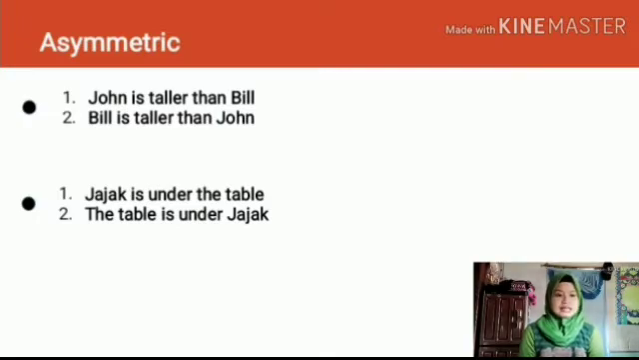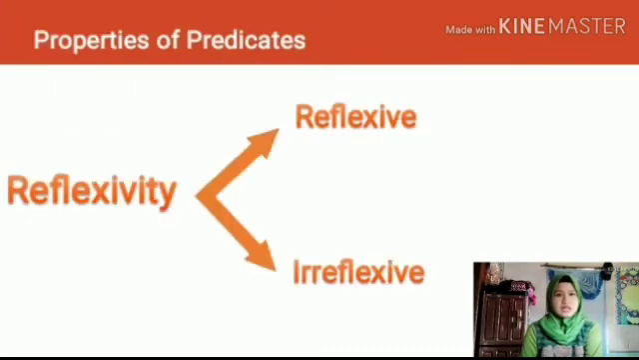And then Jaja is under the table. The table is under Jaja. So those sentences have different meanings. Okay, we are moving to reflexivity.